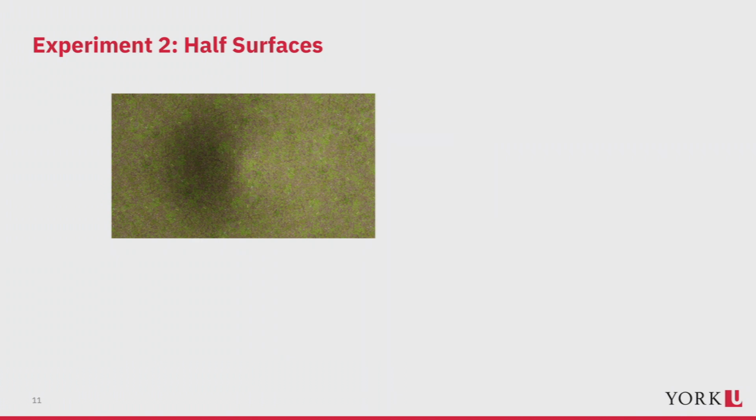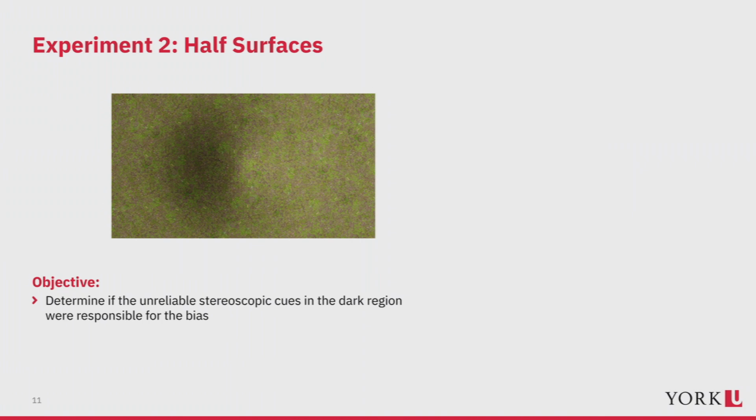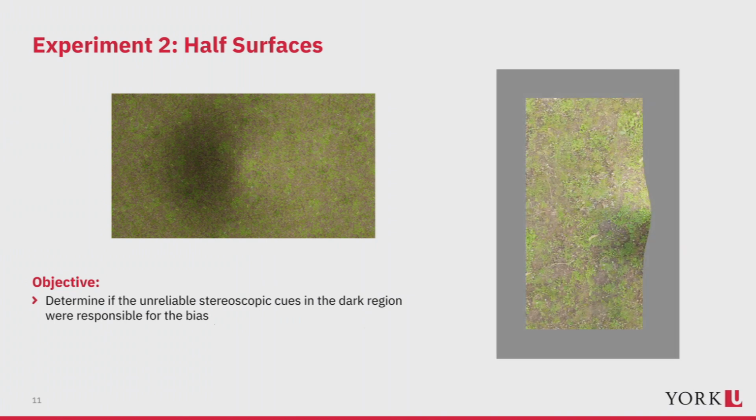And if you're reducing the visibility of the texture, you might also be degrading the stereo information as well. So the objective for our next study was to determine if these unreliable stereoscopic cues in this darkened region were actually responsible for this bias. To evaluate this possibility, we designed a terrain feature that removed half the cues by eliminating half the surface. So the idea is, if this phenomenon had nothing to do with shading, this half surface should elicit a similar effect.